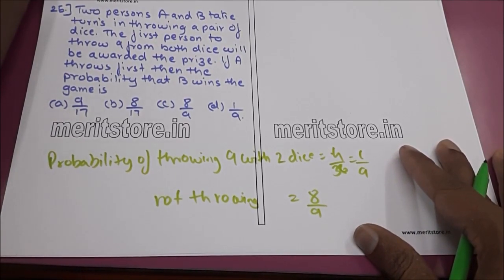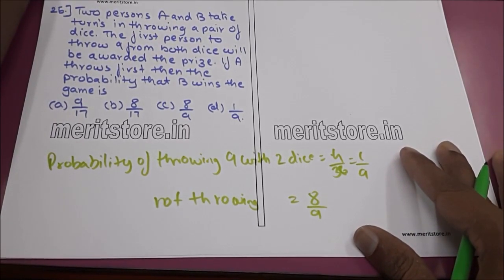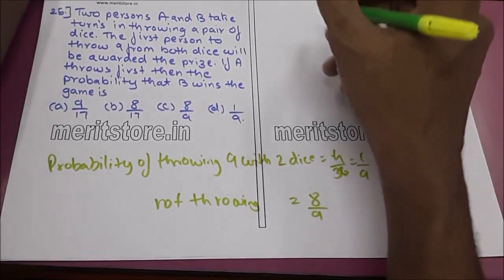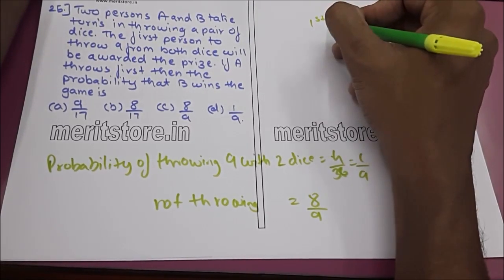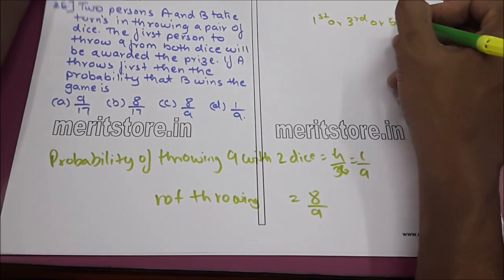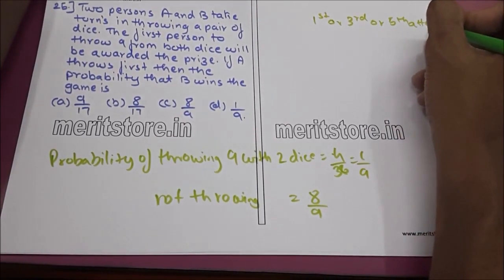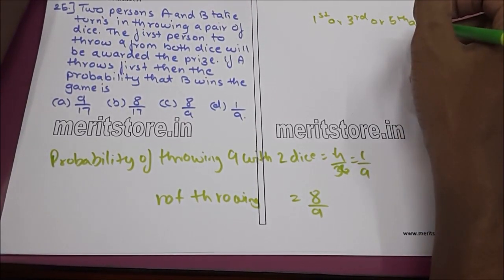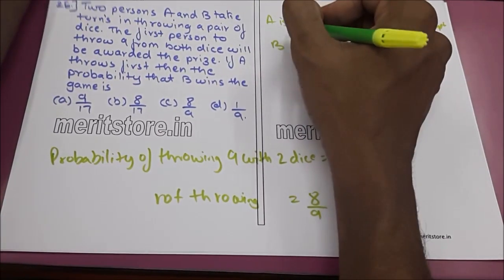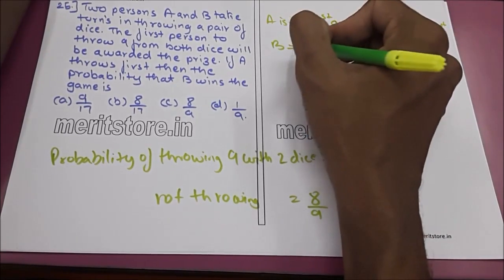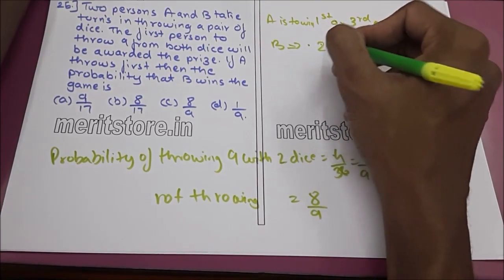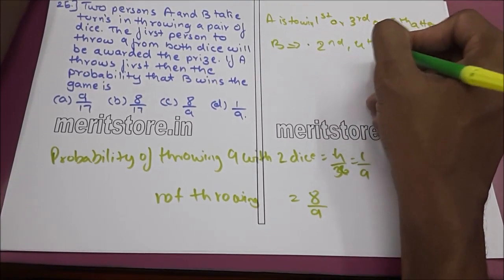So if A is to win, he should throw 9 in the first or third or fifth attempt. This is for A to win, and for B to win, he should throw 9 in the second or fourth attempt.